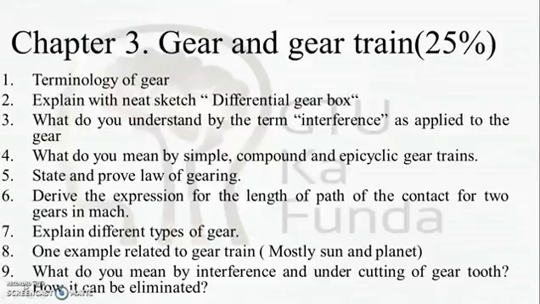Next is the differential gearbox. Then, what do you understand by the term interference as applied to gears? What do you mean by simple, compound and epicyclic gear train? You can see all these questions in the machine design subject also. In machine design, you will find terminology of gear, the differential gearbox, interference, and simple, compound and epicyclic gear trains. Yes, you will also find the law of gearing. So be prepared well for the whole chapter, because you will find all these theories in the machine design subject as well. So it is important for you for the further subjects.